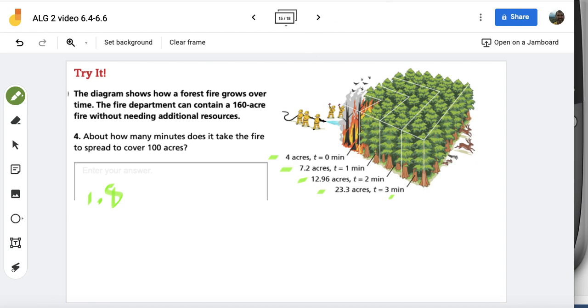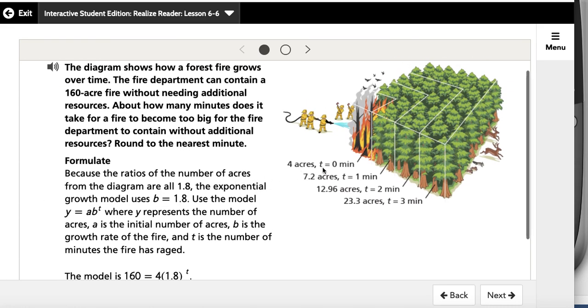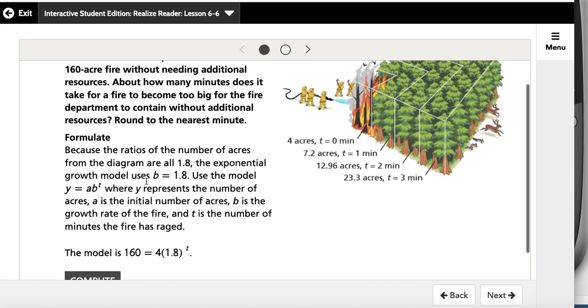Now that we know it's 1.8, I can go back to their explanation. You know B is 1.8 in the model y equals A B to the t. The growth factor is 1.8, where y represents the number of acres, A is the initial number of acres, and B is the growth rate. This is a very particular problem where at time equals 0, 4 acres were already burned. When the fire department got there, there were already 4 acres burned. So that's why the 4 shows up here as the initial amount. I would say initially none of the acres were burned, but then it wouldn't work out. So when the fire department gets there, 4 acres are burned.